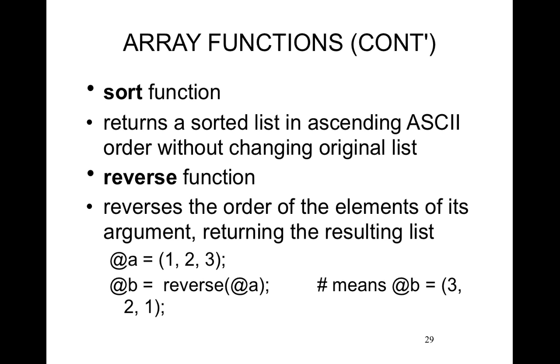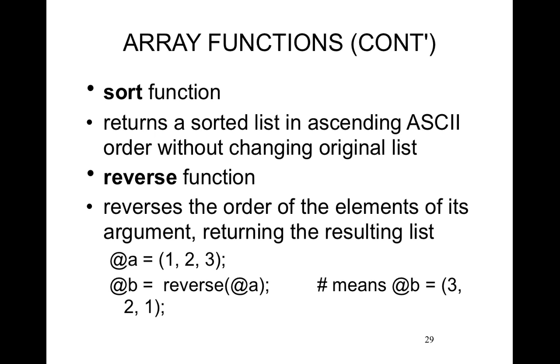So we have the sort function and the reverse function. Hopefully you're getting the impression that arrays have a lot more built-in functions. Visual Basic has a nice sort, but most arrays in C, you can't sort it or do something to it as a function. You can put items in, you can take items out, but that's about it normally. So sort returns a sorted list in ascending ASCII order without changing the original list. So it doesn't change the original list.